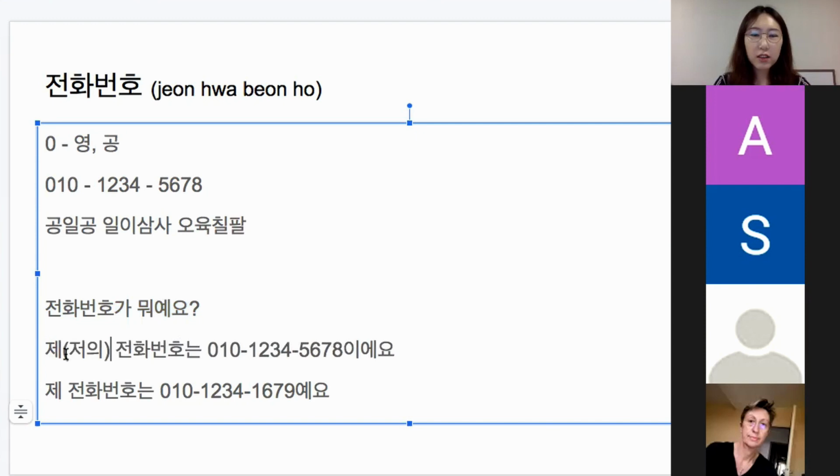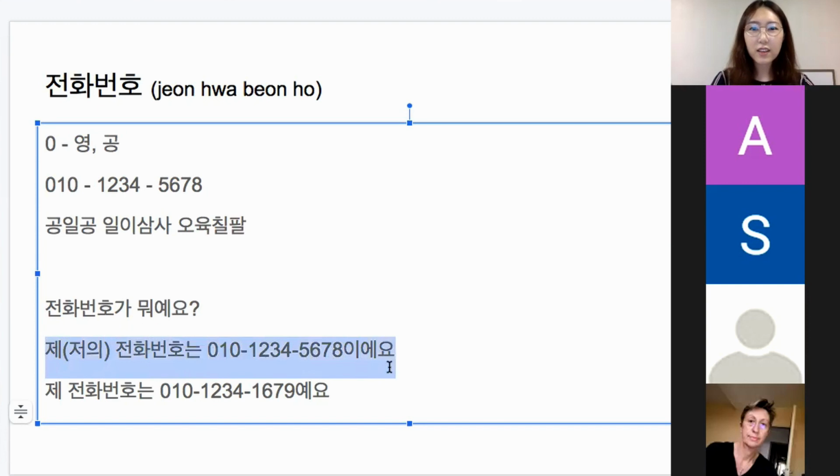So my phone number is blah blah blah. My is 저의. The shortened way of 저의 is 제. So my phone number, 전화번호는. We add 는 at the end, mostly for formal phrases. 제 전화번호는.